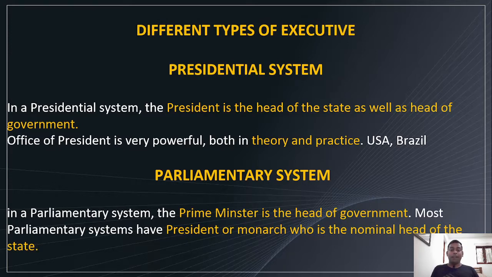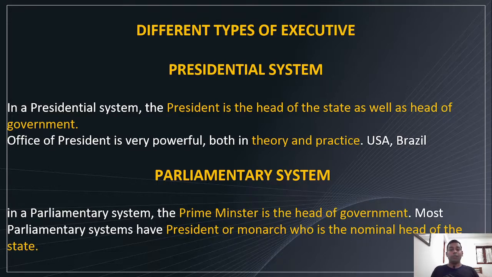But in India, it is parliamentary system, parliamentary form of system. In parliamentary system, the prime minister is the head of the government. But who is the head of the state then? Most parliamentary systems have president or monarch. In the case of Britain, you can see monarch, who is the nominal head of the state. So in parliamentary system, government is related to prime minister, and the state is related to either the president or monarch.